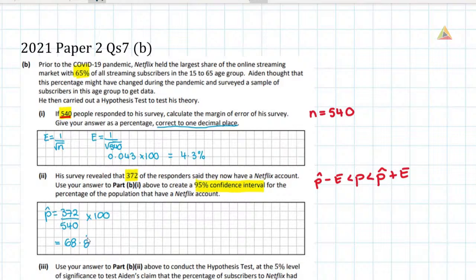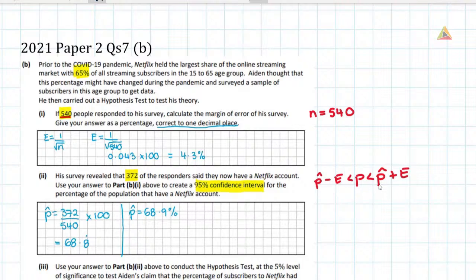So the little dot there on top of this 8 tells me that that 8 keeps going, so it's 68.88888. So when I round that to 1 decimal place, P hat becomes 68.9%. So now that we have our P hat, we're going to be able to fill in our 95% confidence interval and make a prediction about our population proportion. So 65% belongs to the population, everyone who has signed up for these Netflix subscriptions in the age of 15 to 65, whereas the 68.9 is only from the sample that Aidan has carried out.